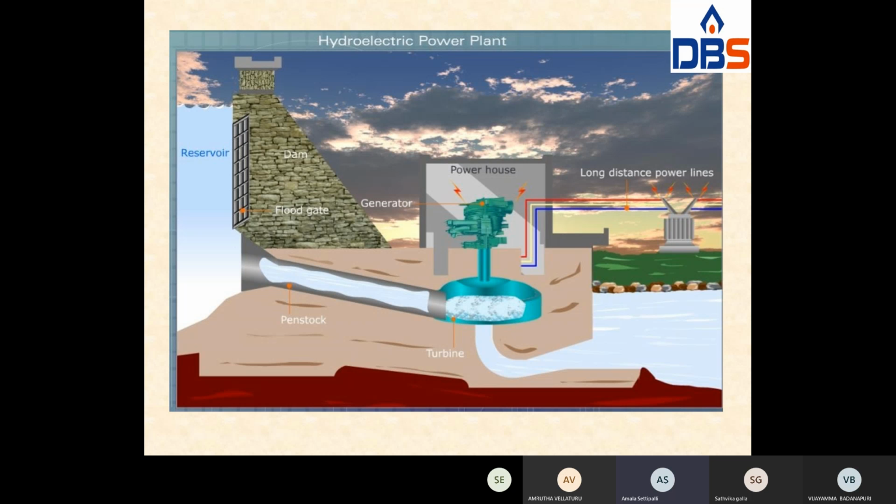Okay, a generator, this is a powerhouse, long distance power lines. So this is a turbine and this is a penstock. Penstock is nothing but what supplies the water from the dam to the turbine. From the dam you can pass the water to the turbine. You can place a one tube arrangement, that is nothing but a penstock.